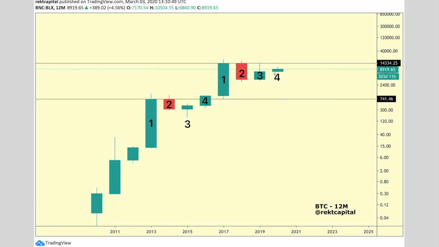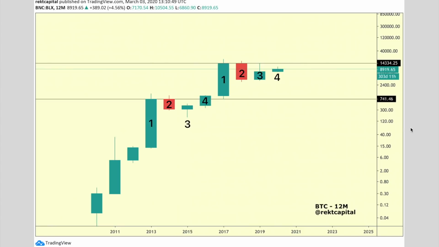So essentially speaking, this 12-month candle, number 4, is all about pressing past this resistance right over here of 14,300 roughly speaking, and it has to close above this resistance, very much like number 4 right over here, because the next candle that comes next year in 2021 will likely look like this. So that will be candlestick number 1 once again, and we'll see a new all-time high in 2021.